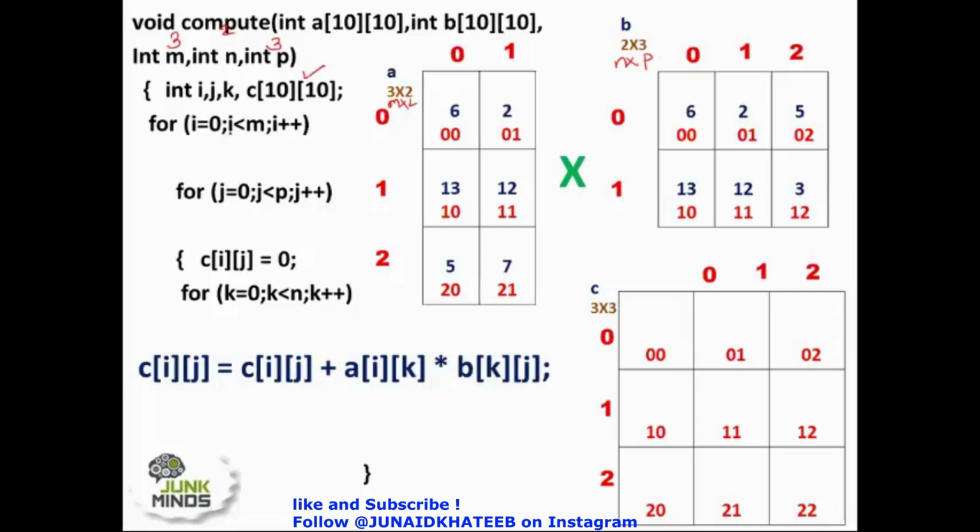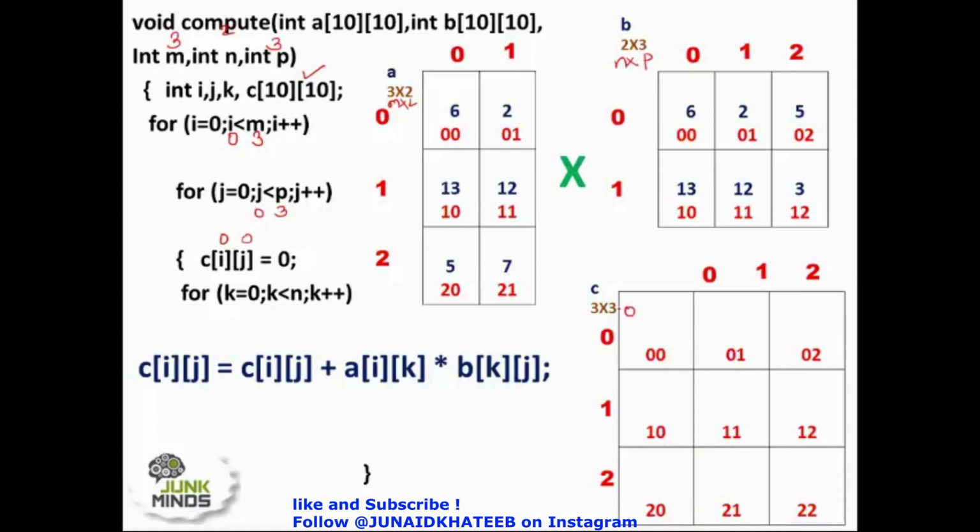For i is equal to 0, i less than m, 0 less than 3 is true. j is equal to 0, j less than p, p is 3, 0 less than 3 is true. Dono condition true hai, come down. C of ij is equal to 0. As of now, i is 0, j is 0. So I've initialized this memory to 0.